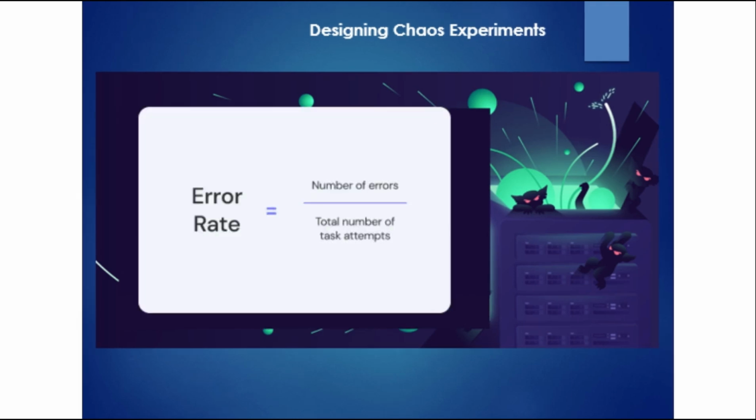2. Error rate. This tracks the number of failed requests or error responses. Look for spikes during failure scenarios. Compare error rates before, during, and after the experiment to assess recovery.